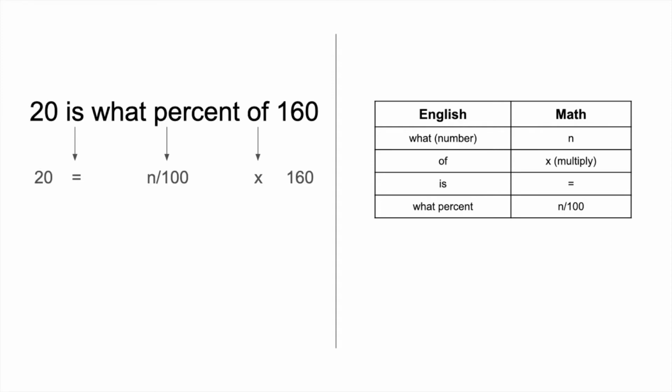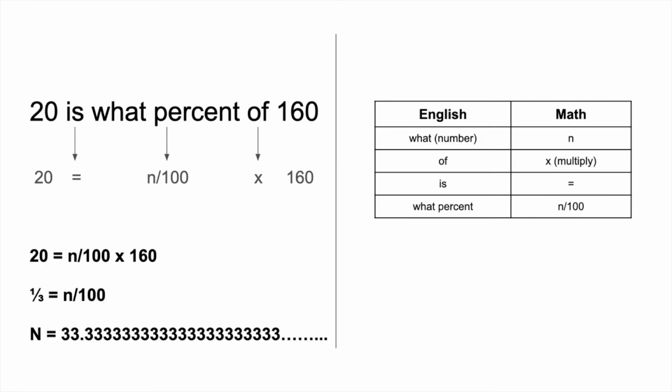So let's move on to the last and trickiest basic type of percent problem. 20 is what percent of 160? So once again, let's translate our English question to math. Remember, what percent means n over 100? So we get 20 equals n over 100 times 160.